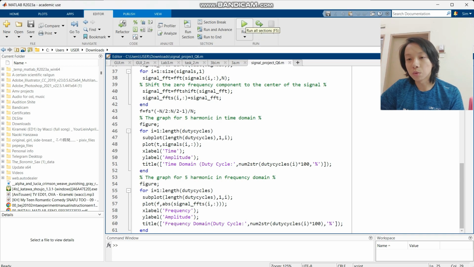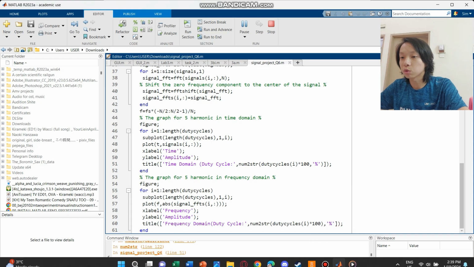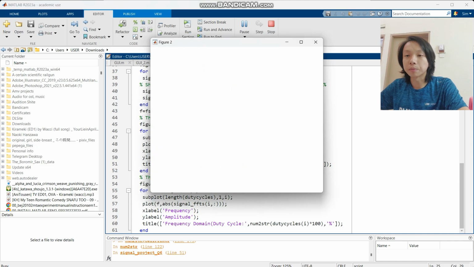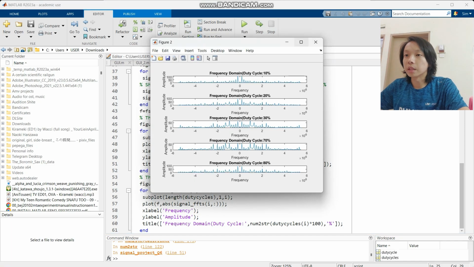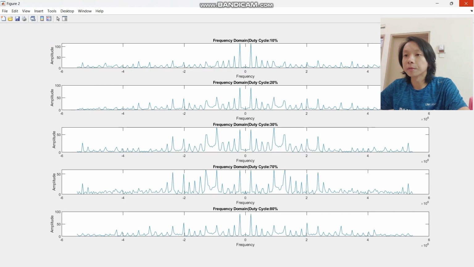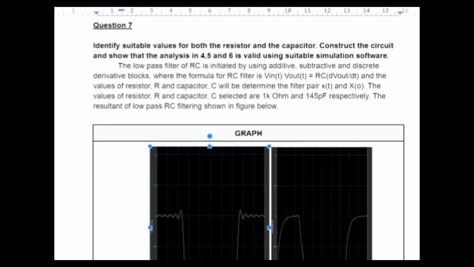And you also get another figure for the graph for 5 harmonics in frequency domain, and this is the same with the x-axis, y-axis, and also the title, num to string duty cycle. So by running the MATLAB, we will get figure 2 and also figure 1, and this is it.